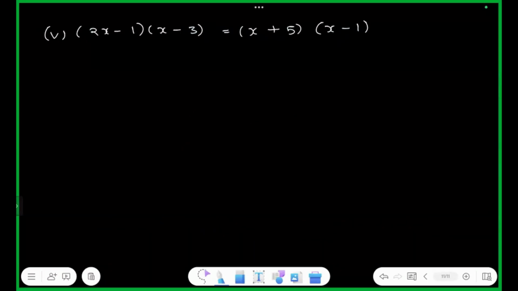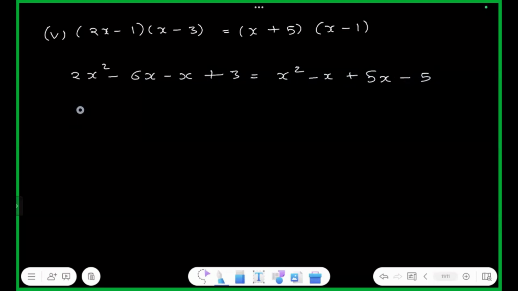Write down. Our fifth question is 2x minus 1, x minus 3 is equal to x plus 5, x minus 1. Look here. 2x multiplied by x will be 2x square. 2x multiplied by minus 3, so minus 6x. Then minus 1 multiplied by x, minus 1 multiplied by minus 3, plus 3, is equal to x multiplied by x, x square, x multiplied by minus 1, so minus x, 5 multiplied by x, 5x, and 5 multiplied by minus 1, so minus 5.